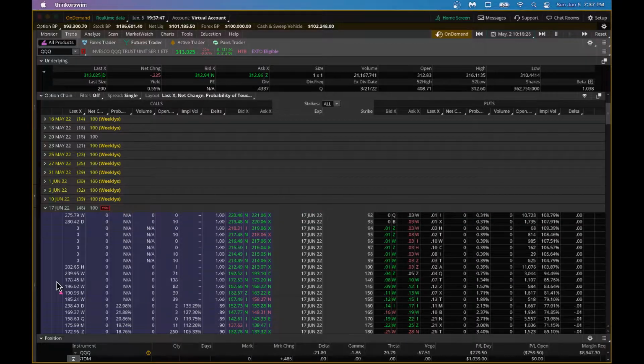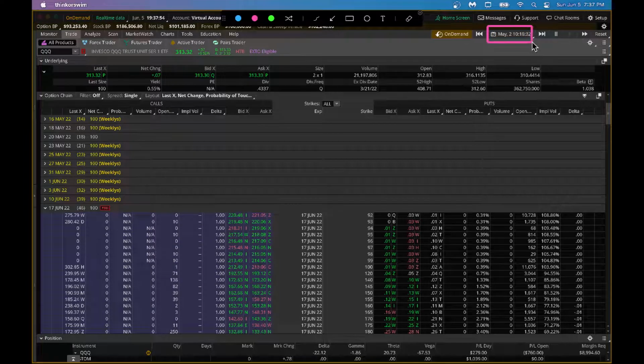What I've done, just to look at the profitability, is I went into the Thinkorswim platform. Right now I'm on May 2nd, 2022. I just picked a date. There is nothing special about picking this date. I just wanted a past date, so I picked May 2nd.